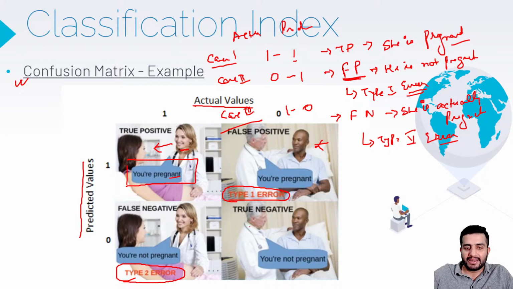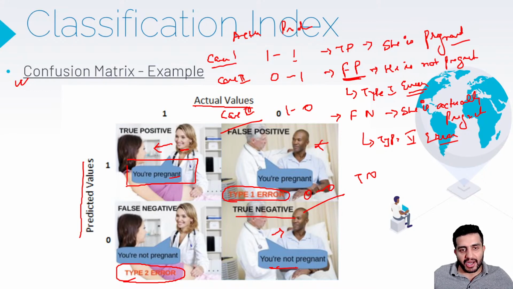And the next is true negative. You are not pregnant. So this doctor is saying to this man that you are not pregnant. Yes, actually he is not pregnant. That is true. That is true negative. So both are 0, 0. So these are my broad 4 cases where I'm going to find out my true positive, false positive, true negative, and false negative.